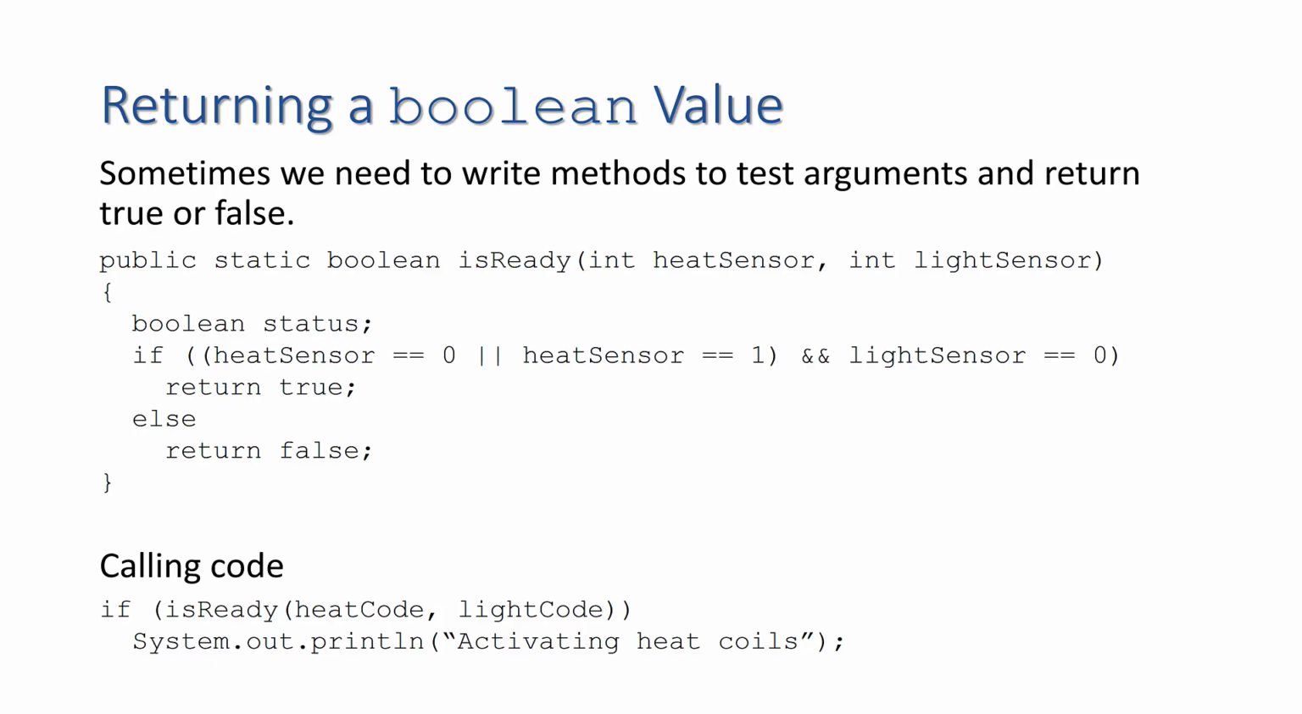Sometimes it is convenient to write methods that validate data and then return true or false. The call to a method that returns a Boolean value can be embedded in an if statement. As you see in the example calling code, isReady returns true when the sensors are in a state needed to activate the heat coils.